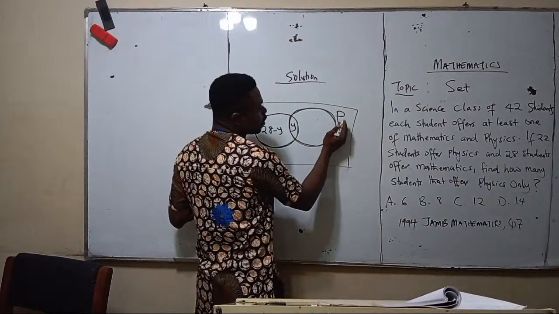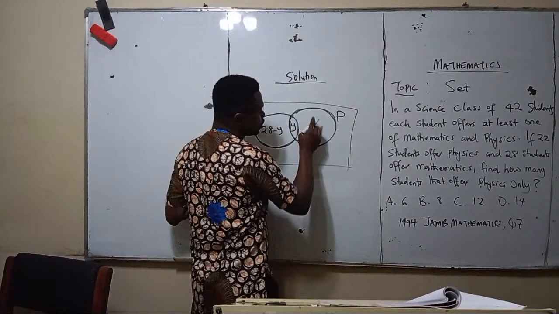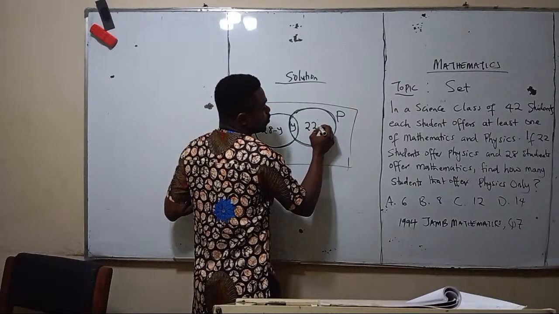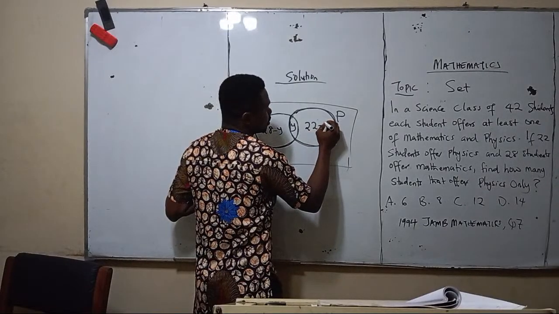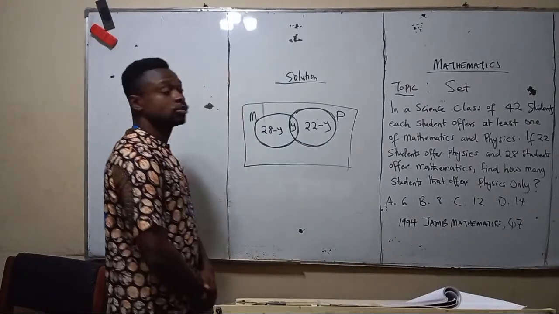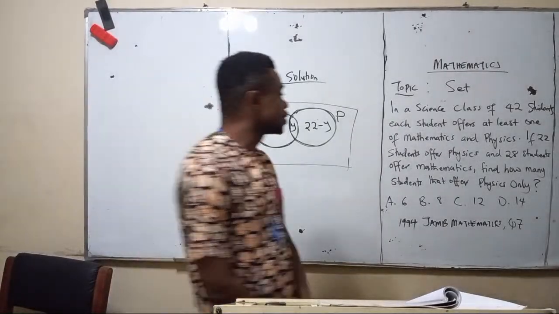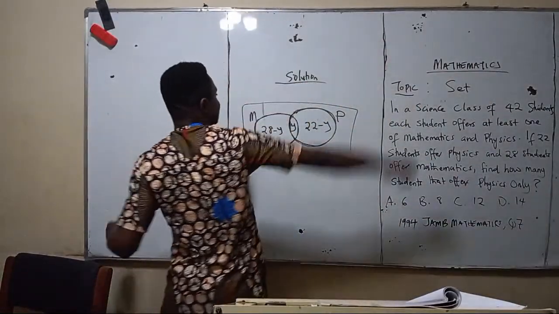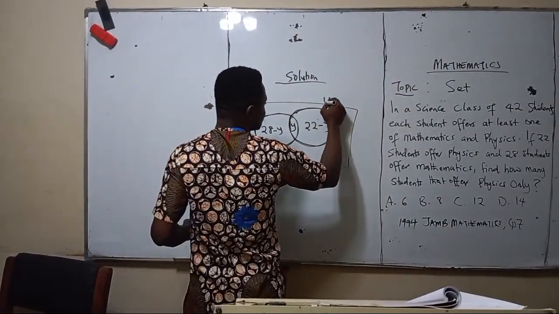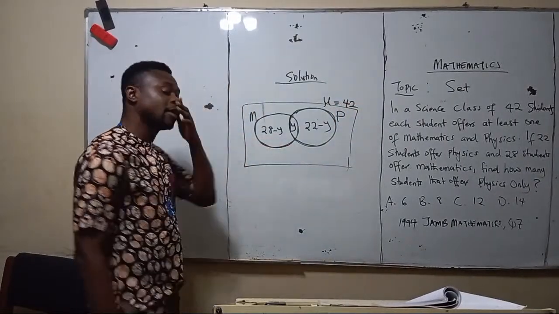Then, you want to know the number of students doing physics only. Since the entire listing here is 22, those doing physics only is 22 minus Y. 22 minus Y. But the entire students in the class, the universal set U, is 42. So how do we now take care of this?